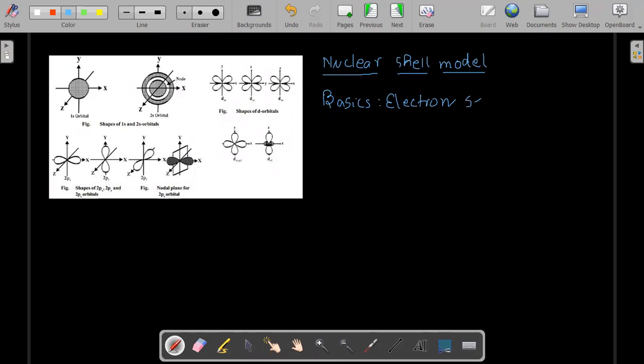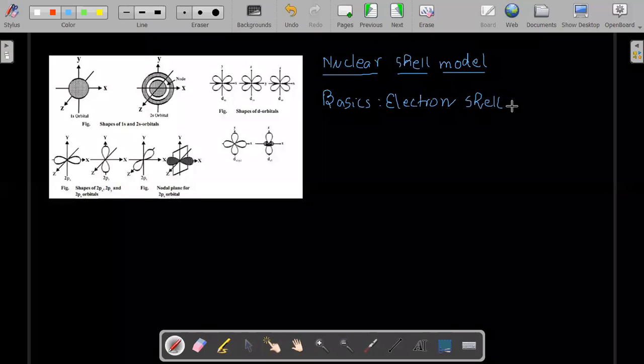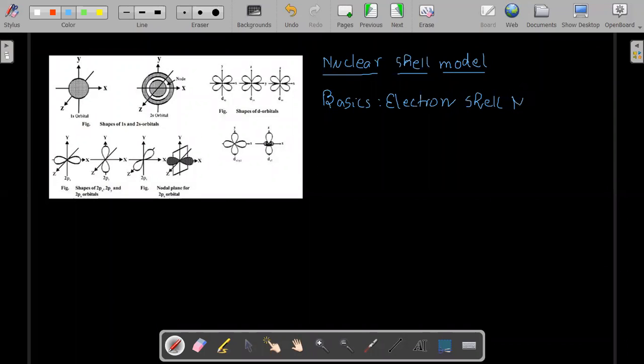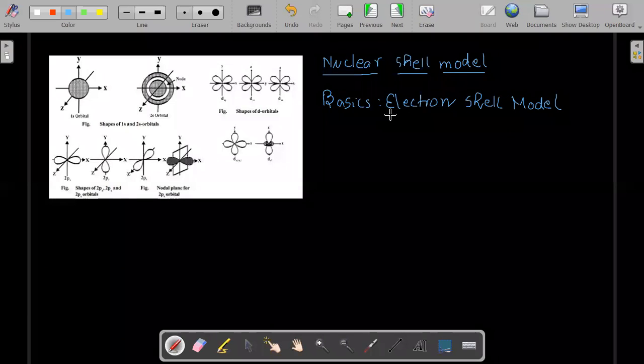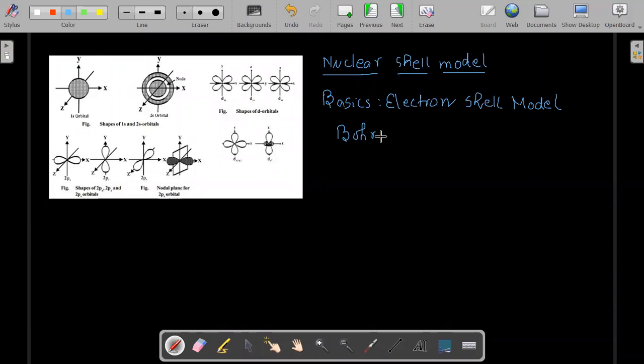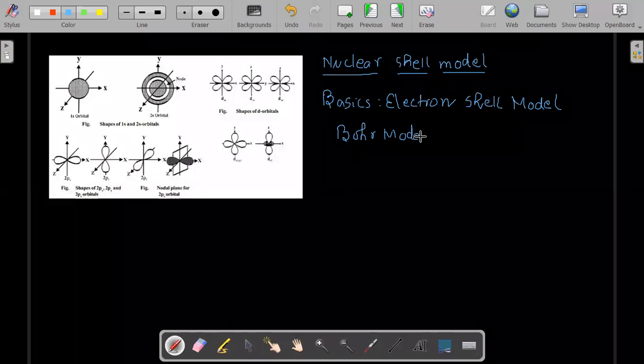So the electron shell model, when we studied it, was probably in undergrad, or maybe in MSc also, in atomic and molecular physics. This is also a very important part of the chemistry syllabus, so even if you study chemistry in your undergrad, it might be there. So what do we exactly mean by shells? When we talk about the Bohr model, a lot of things were actually explained by it. It's not that the Bohr model was a total failure.